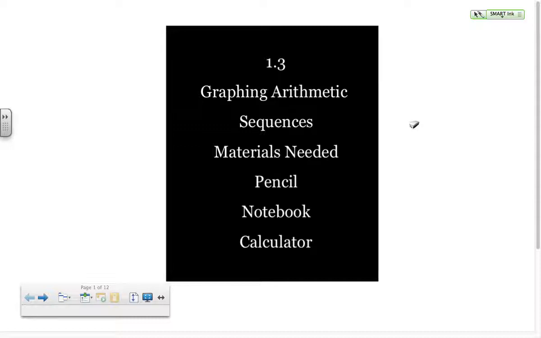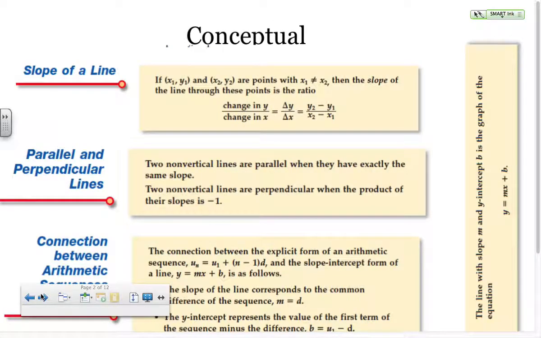So here we go. Graphing arithmetic sequences. Beautiful thing about an arithmetic sequence is that it is a line. The formula, if you simplify the explicit formula of an arithmetic sequence, it will give you this formula right here: y equals mx plus b. I hope that looks familiar, that slope-intercept form of a line. So let's just talk really quick about what we're going to be doing today. We're just going to be talking about lines, refreshing how they work.